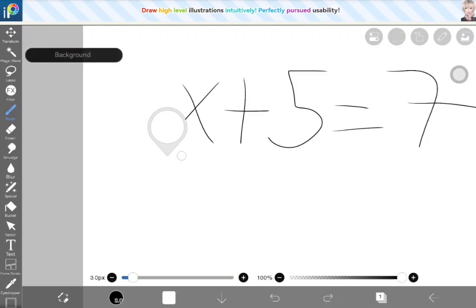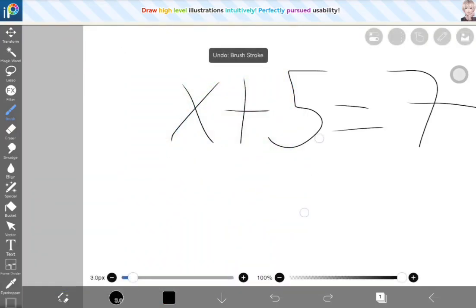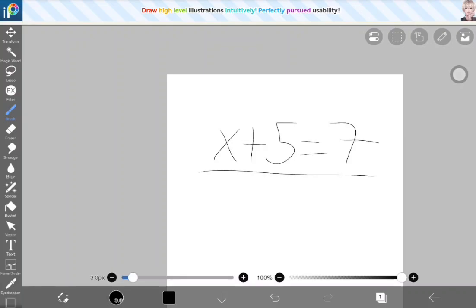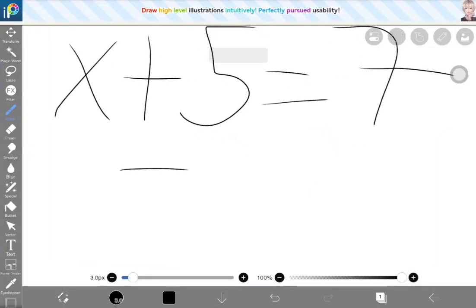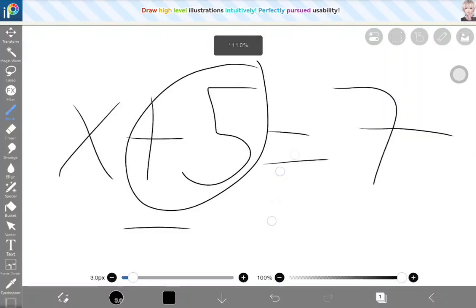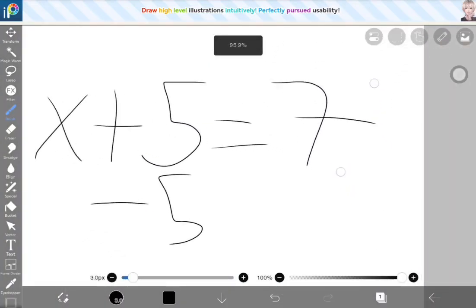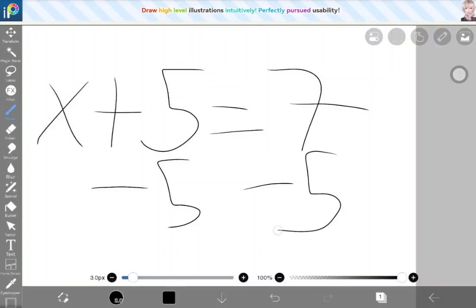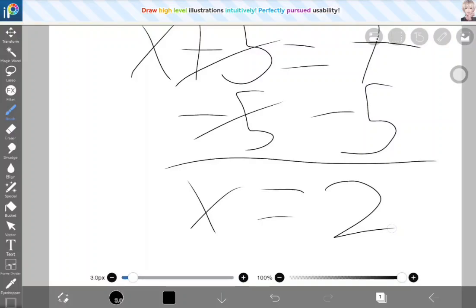You have to isolate x, and if you don't isolate it, then you won't be able to find x. So what we need to do is reverse this to turn it into -5. This is an example of subtraction property of equality, and we need to do it on both sides. So, cancel, x equals 2.